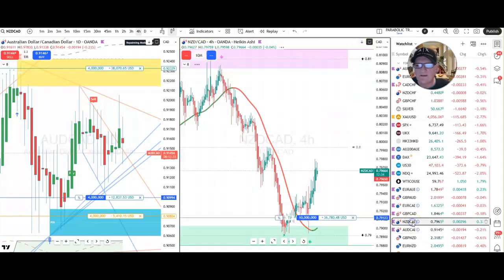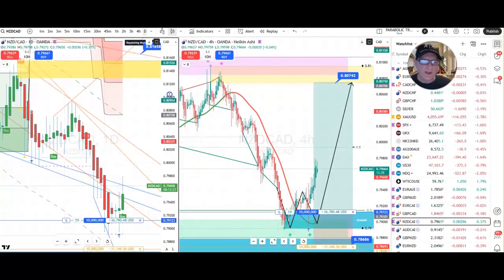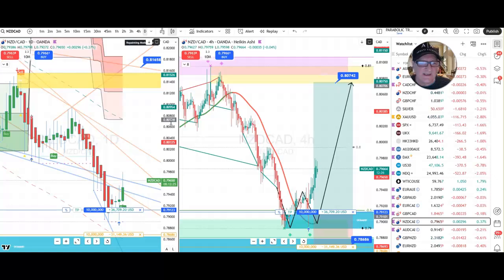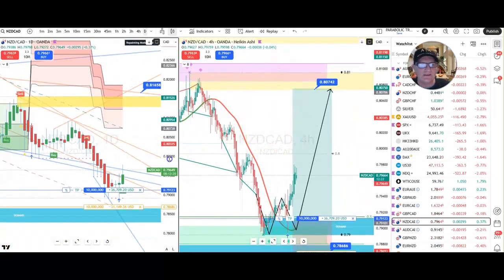So Aussie Canadian, New Zealand Canadian. So this is not a typical pattern that I would say is, this is more of a correction. As you can see, the New Zealand Canadian is going to be coming back up into this supply zone here, which is 80.74, somewhere around there. We've got our target in. So this is a correction. We're not expecting anything spectacular here because it's going against the trend.